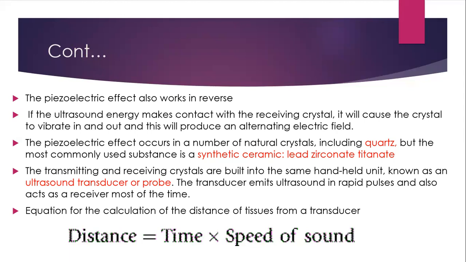So the transmitting and receiving crystals are built into the same handheld unit known as the ultrasound transducer or a probe. The transducer emits ultrasound in rapid pulses and also acts as a receiver most of the time. The equation for the calculation of the distance of tissue from a transducer is: distance is equal to time times speed of sound.